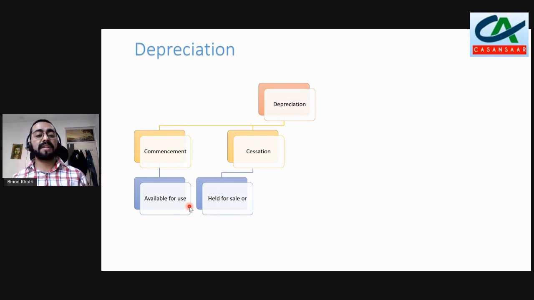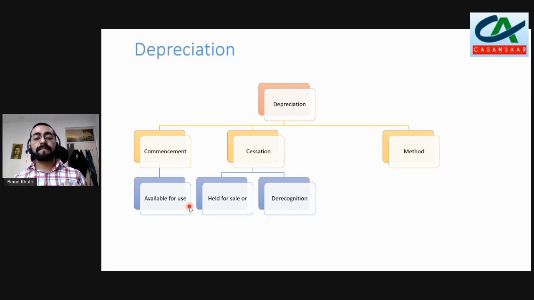We're going to stop charging depreciation when the asset is held for sale and on derecognition. When we categorize some asset or PPE as held for sale, then we do not have to charge depreciation on that asset. And derecognition is removing the asset from the financial statement.